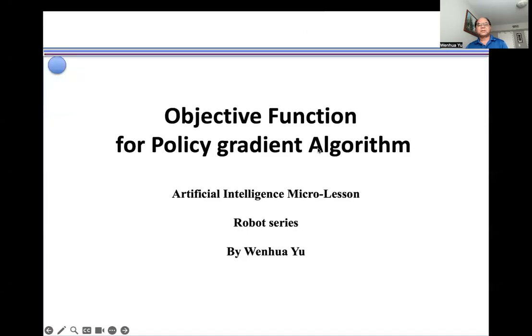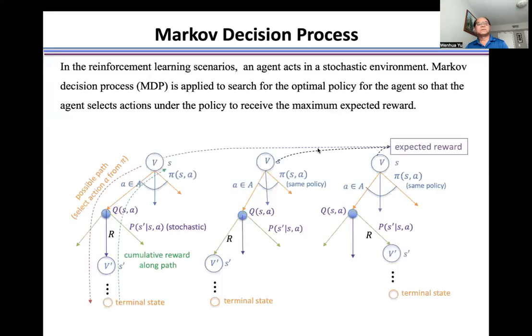Now we introduce an objective function for the policy gradient algorithm. In reinforcement learning scenarios, the agent acts in a stochastic environment. A Markov decision process is applied to search for the optimal policy for the agent. So the agent can select actions under the policy to receive the maximum expected reward.